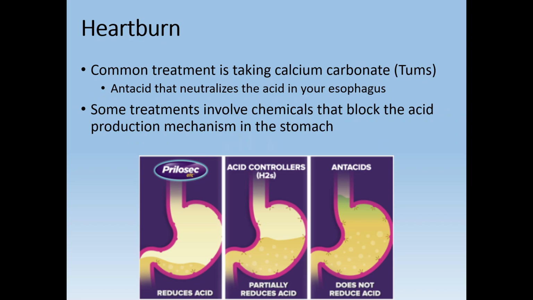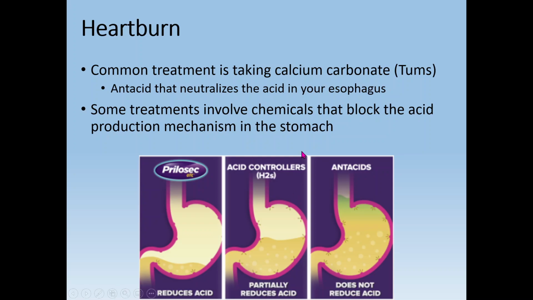So some of the things you can do to take care of heartburn: you can do common treatments like taking calcium carbonate. That is what Tums are. If you've ever taken Tums, it's literally just calcium carbonate. And that is a base. So when you mix a base and an acid, you are neutralizing that acid. And so you neutralize the material in your esophagus and stop that burning sensation.